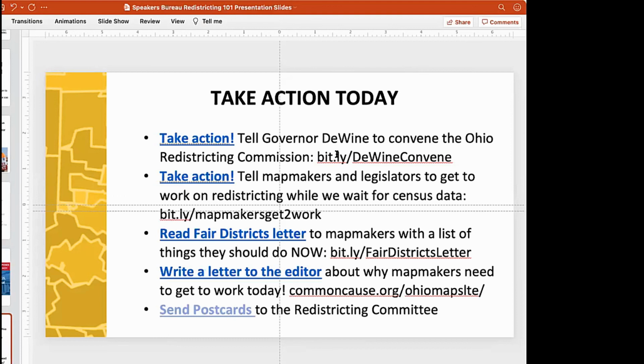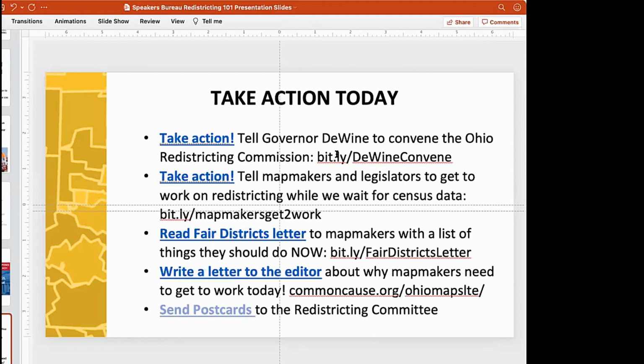There's no reason why they couldn't start meeting and planning strategies of how to meet these impossible deadlines and how to get the thing done in spite of the delays. You can get in touch with map makers and legislators to get to work on redistricting while we wait for the census data. You can write letters to the editor, and you can send postcards to the redistricting committee.